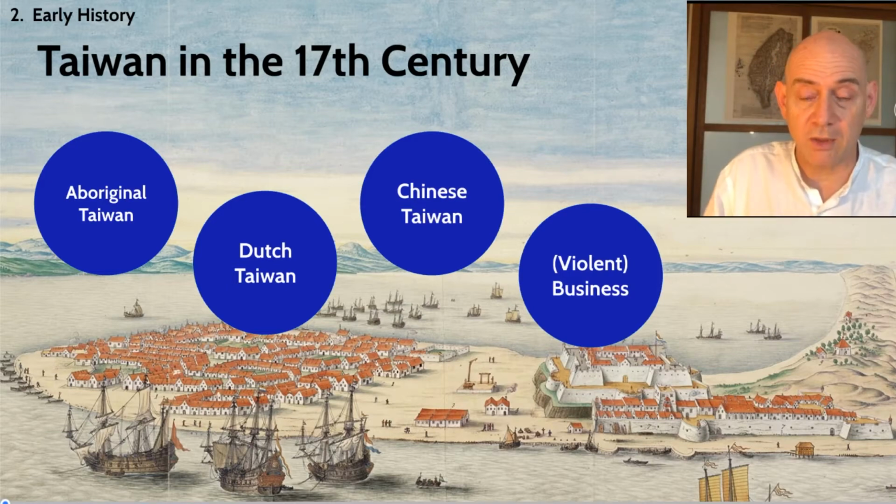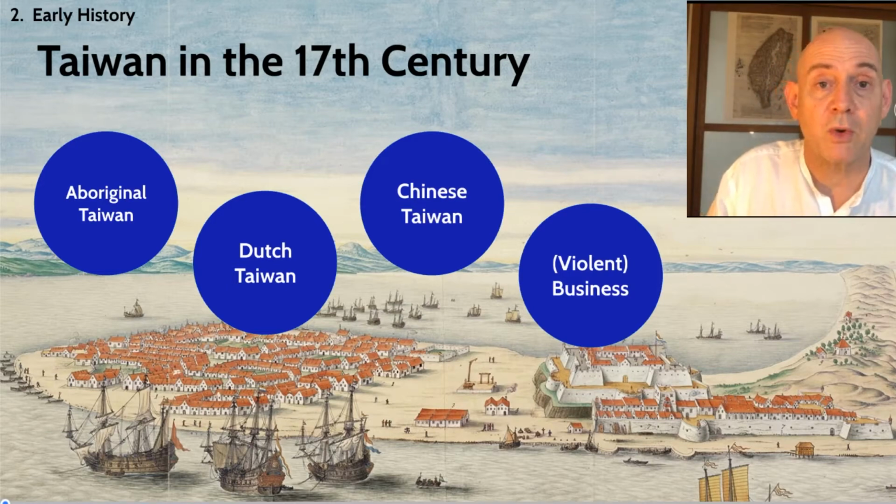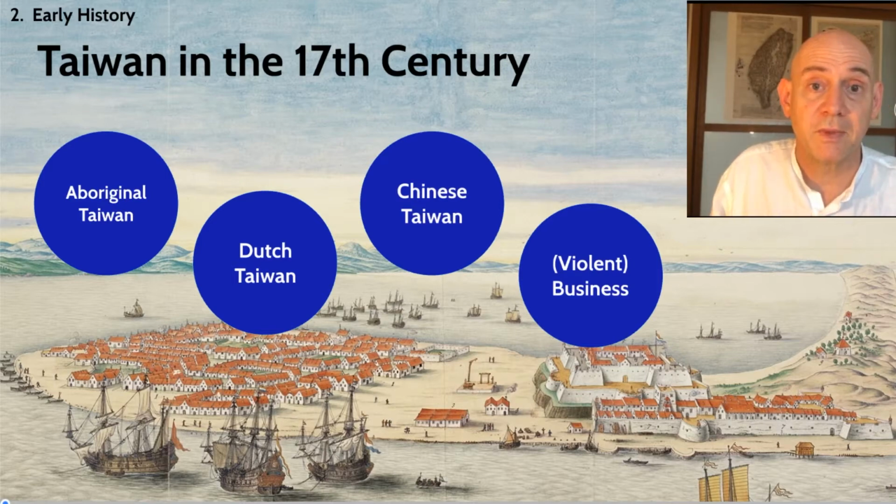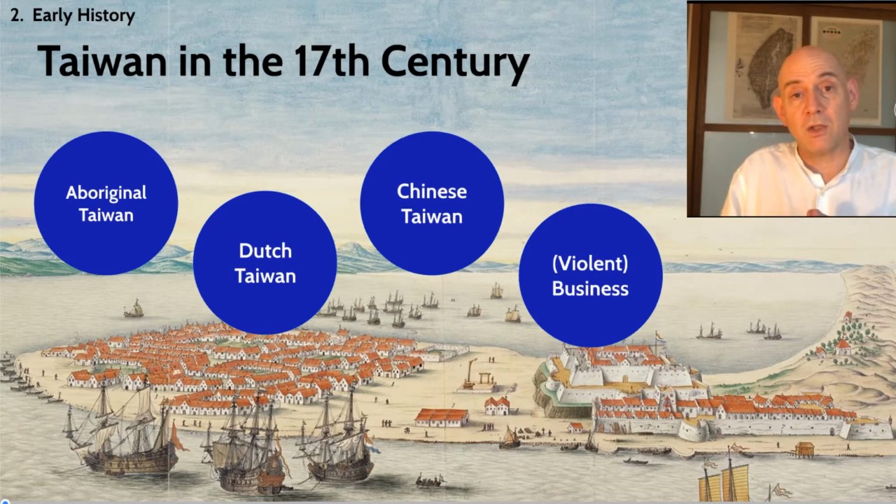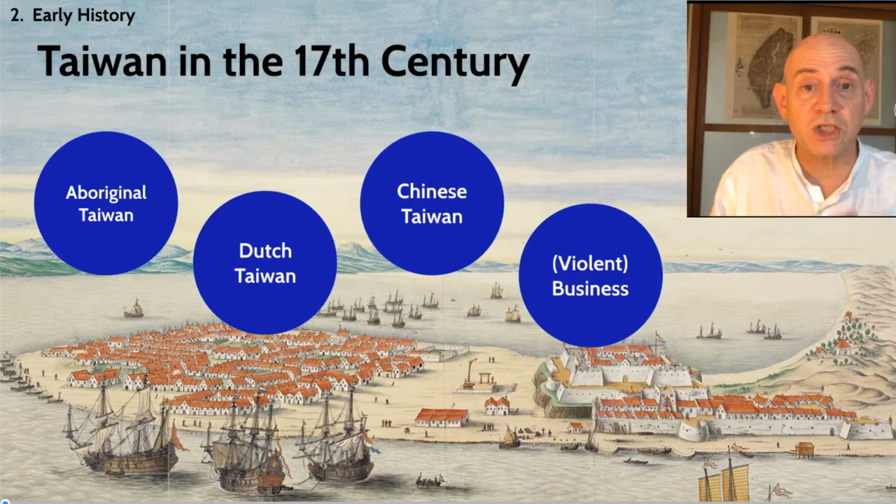This is when we start getting written records coming out of Taiwan, so we know more what was happening then. And the earliest written records are generally Dutch. That's the Dutch came to Taiwan to set up a trading base here. The second unit looks at Taiwan under the Qing.